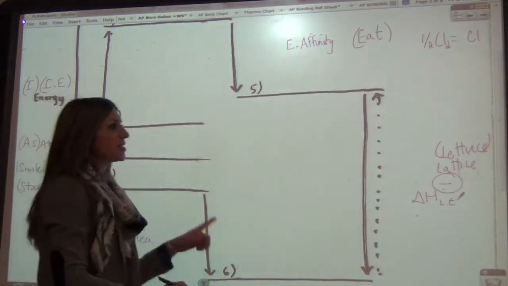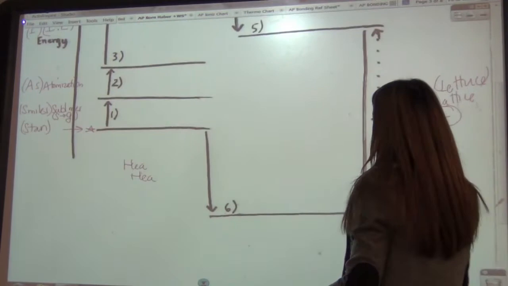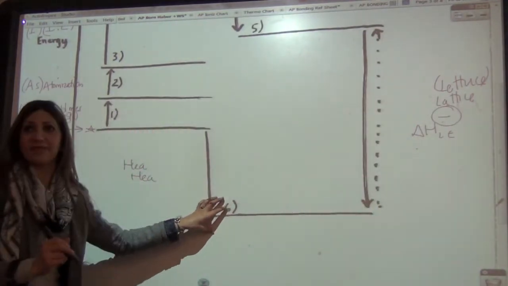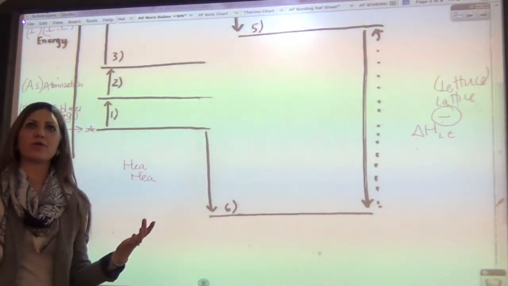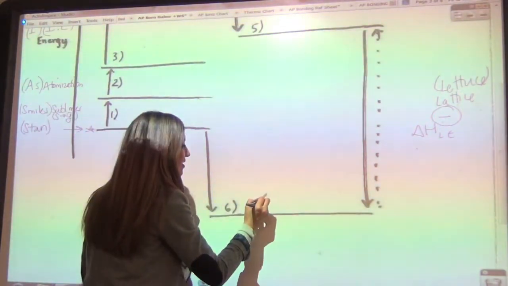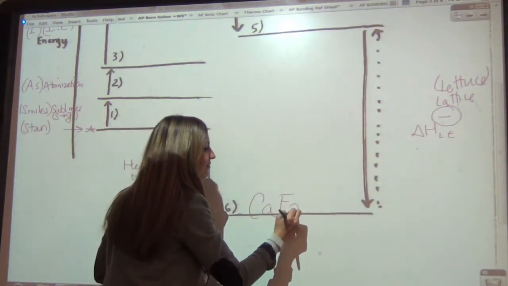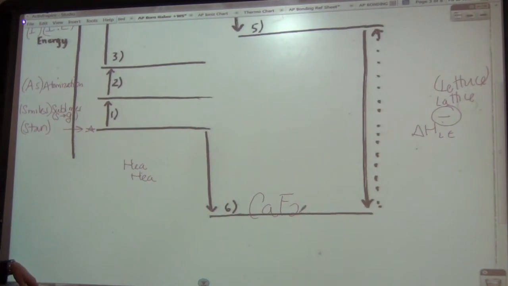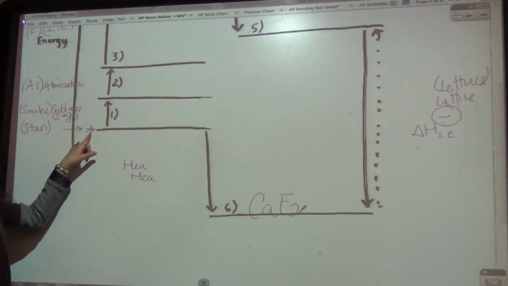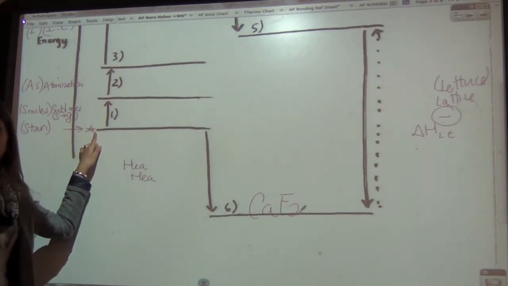Okay? So we're going to start at the beginning, and the first thing I'm going to do is write what substance I have down here, okay? The substance we're going to use is calcium fluoride, CaF2. Okay, we're going to use calcium fluoride, CaF2. So the first thing we're going to do is put the elements in their standard states.